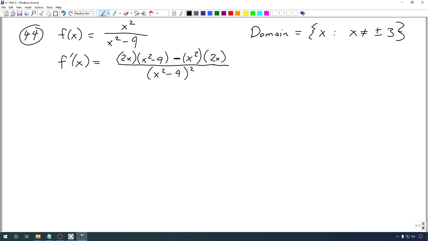And I would like to go ahead and simplify this. For one thing, we have a 2x cubed, and here we also have a 2x cubed. Those actually will cancel each other out. What's going to be left is the 2x times the negative 9. That will simplify down on top to a negative 18x. The bottom stays x squared minus 9 squared. So all the other two terms that we would have had on top, they cancel each other out.